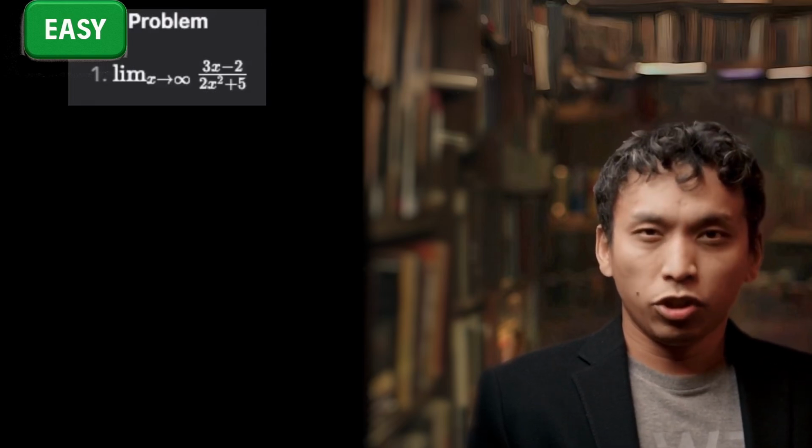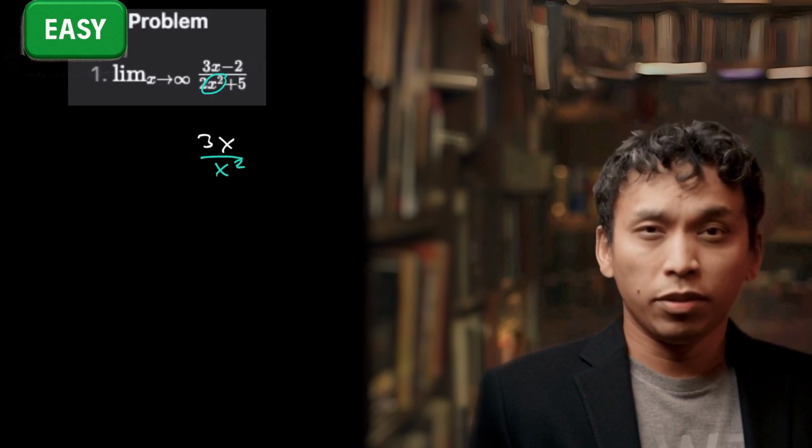To solve this limit to infinity problem, most teachers will want you to find the highest power on the bottom and divide every term by that power. So in this case, the highest power in this equation is x squared. So now we take every term and we divide it by that x squared.